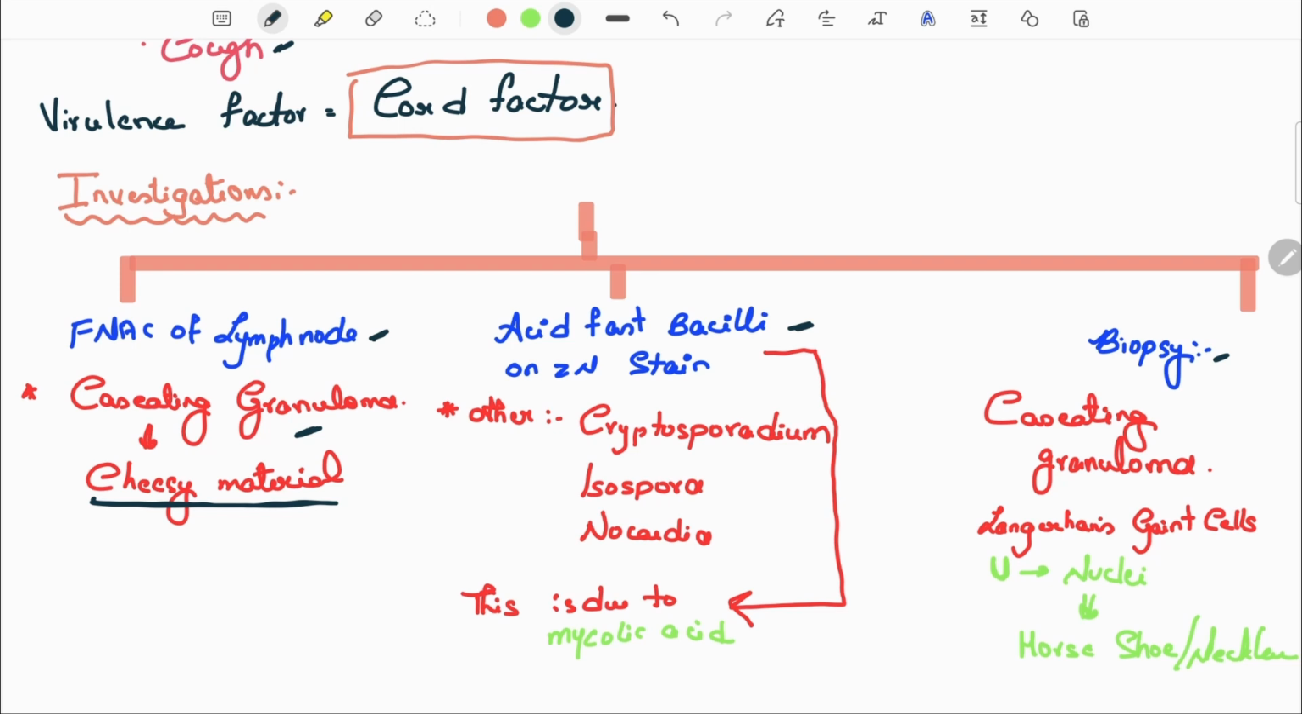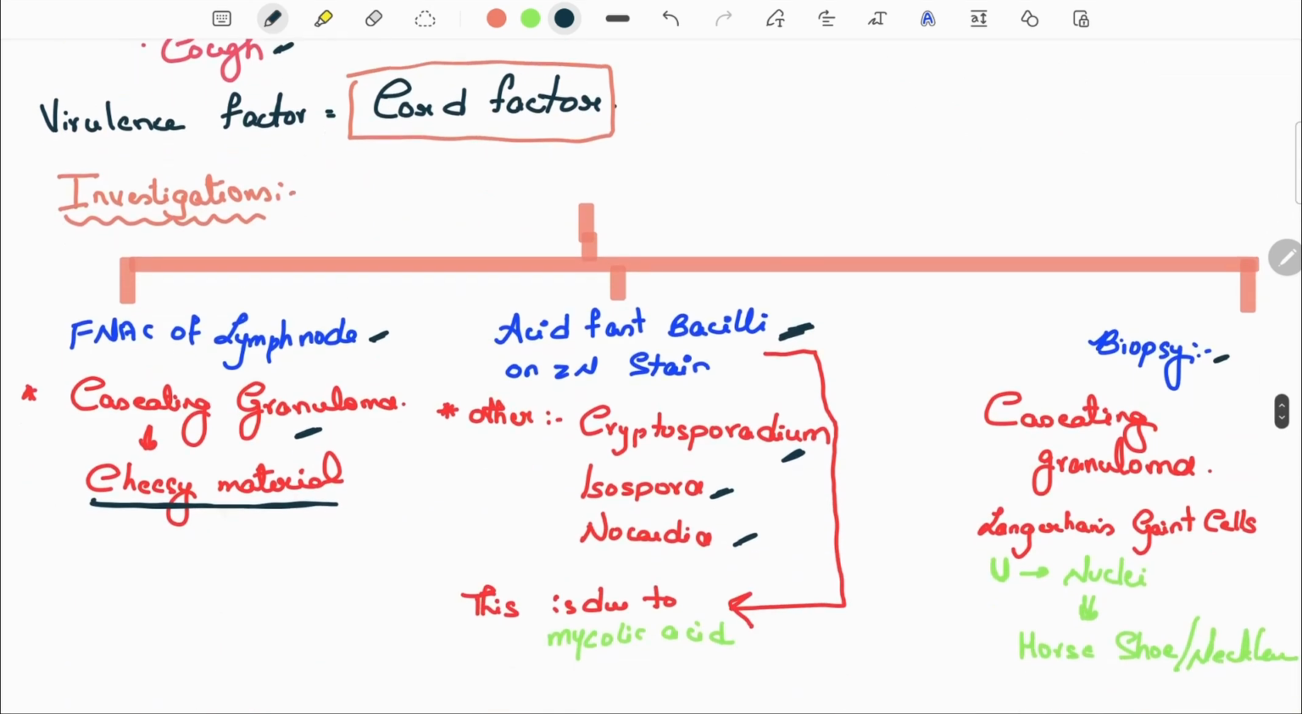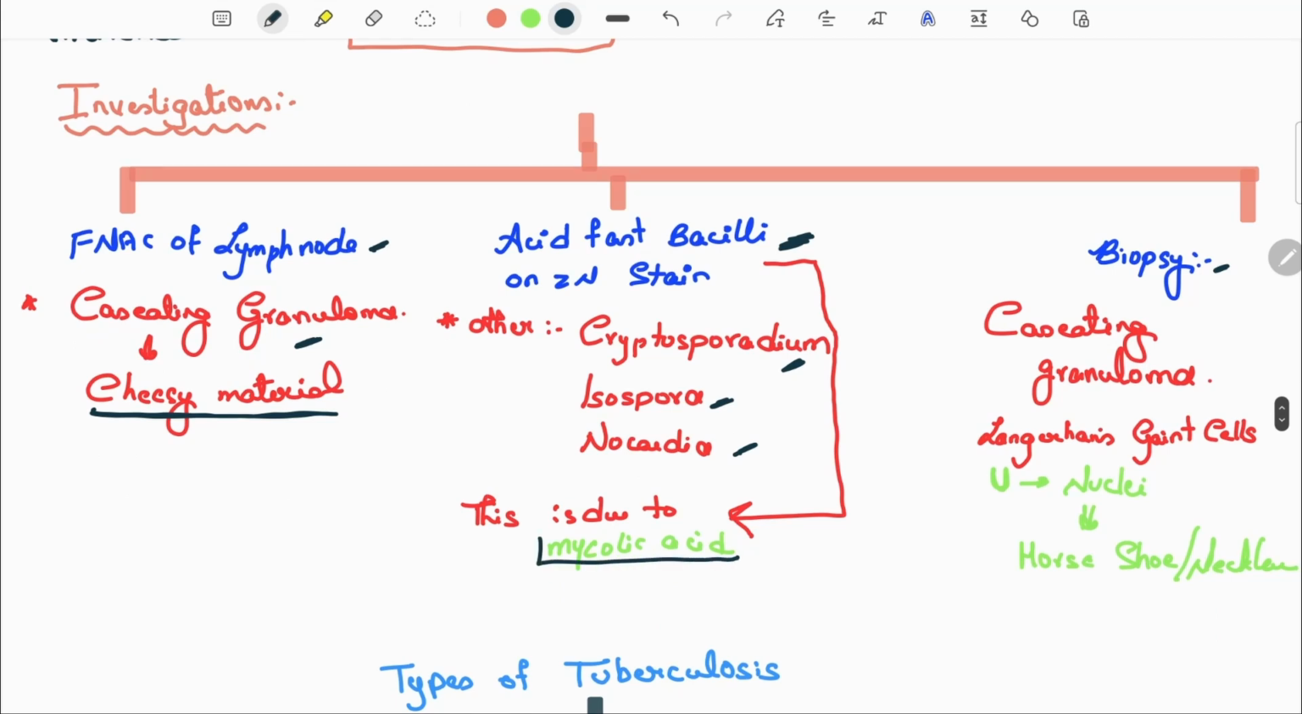Next, you can observe the acid fast bacilli in ZN stain. There are many organisms that may show this, for example Cryptosporidium, Isospora, and Nocardia. These are the organisms other than Mycobacterium tuberculosis that can be observed as acid fast bacilli. Why is this happening? Because of the mycolic acid. And the last one is biopsy.